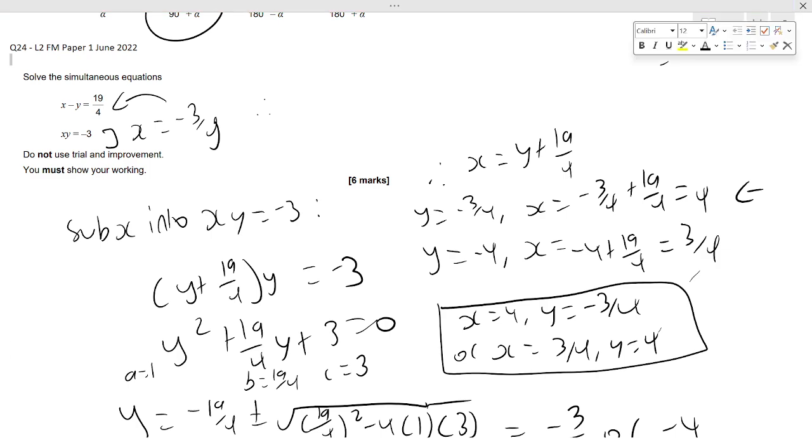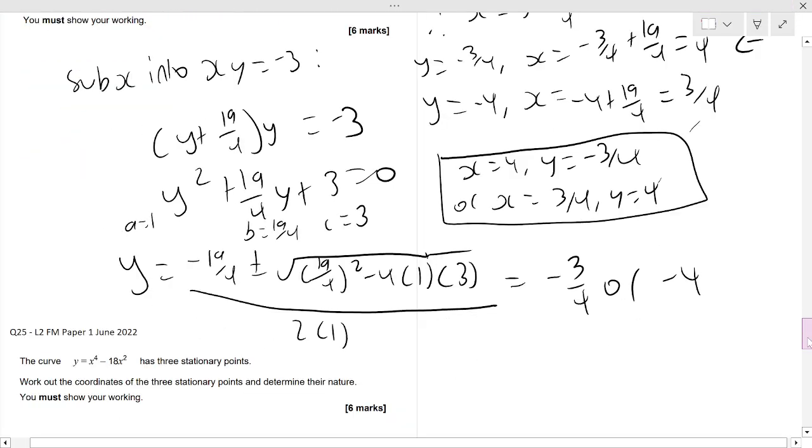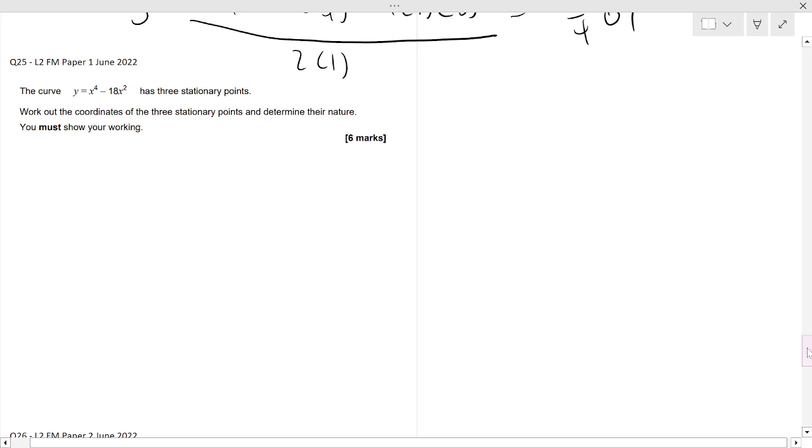Okay, cool. Question 25. Okay, we are given the curve here again. It only has 3 stationary points. Work out these stationary points and determine their nature.